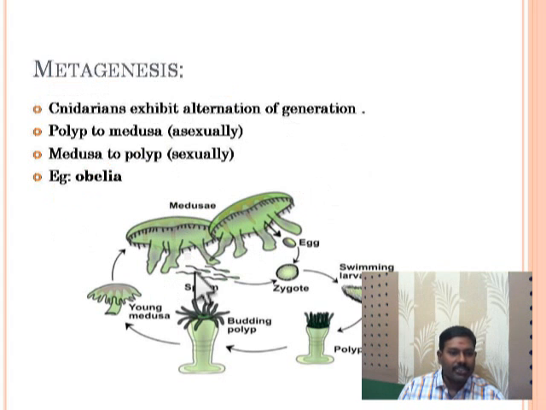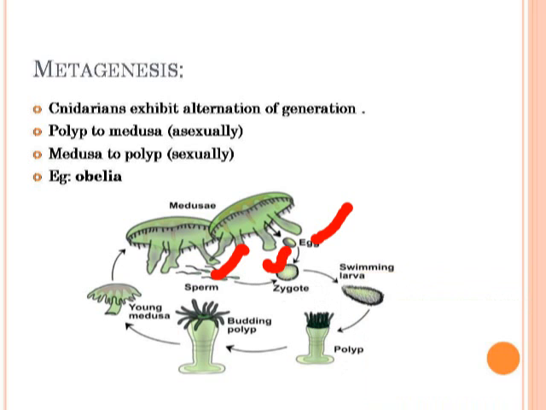Now see, this is the medusa stage. In this stage they will produce sperms and also eggs. Both of them fuse, resulting in the formation of a zygote. The zygote will develop into the larva. This larva then develops into a cylindrical shaped polyp.